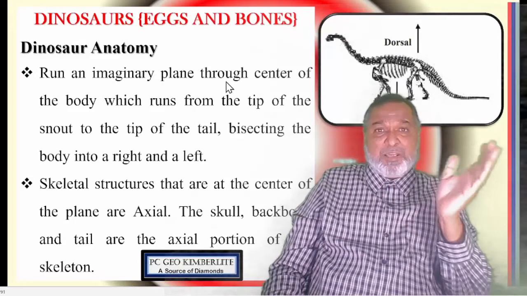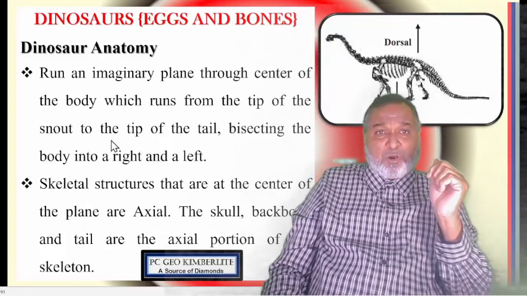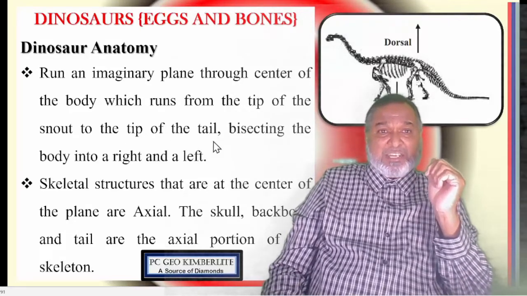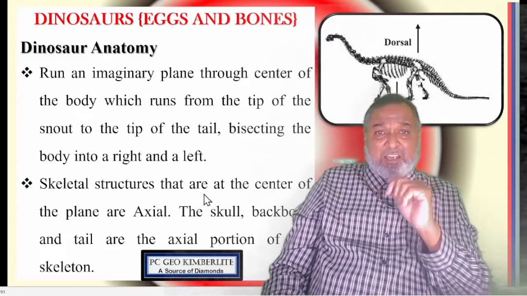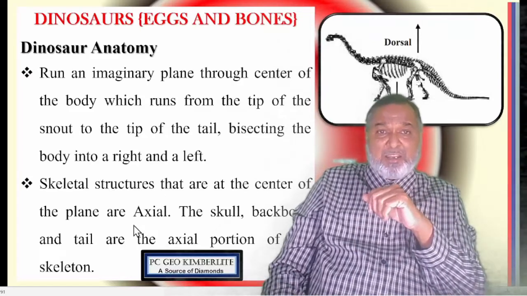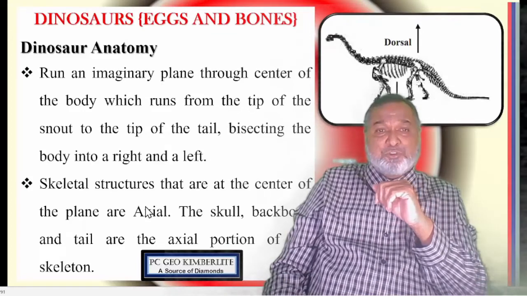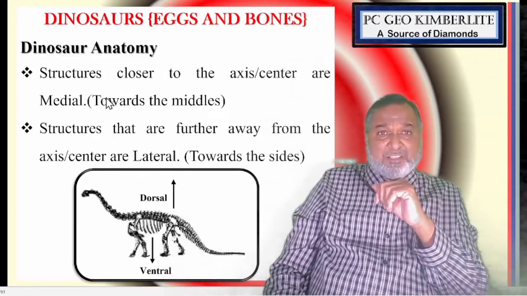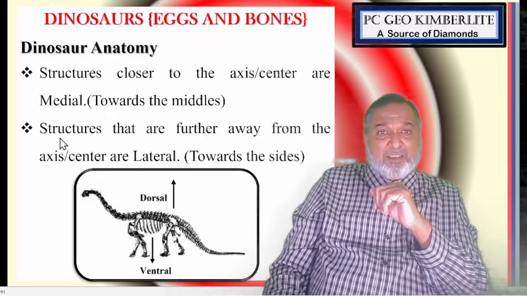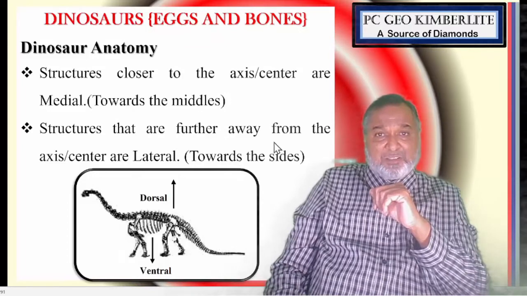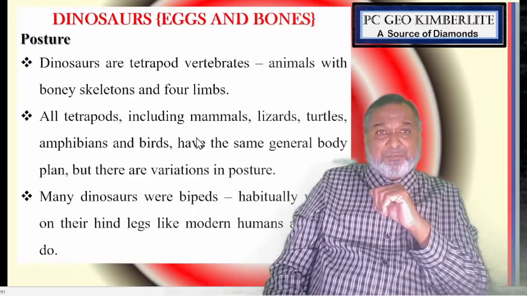Run an imaginary plane through the center of the body, which runs from the tip of the snout to the tip of the tail, bisecting the body into a right and a left. The skeletal structures that are at the center of the plane are axial, and the skull, backbone and the tail are axial portions of the skeleton. The structures closer to the axis of center are called medial, that is towards the middle, and the structures that are further away from the axis of center are called lateral, towards the side.